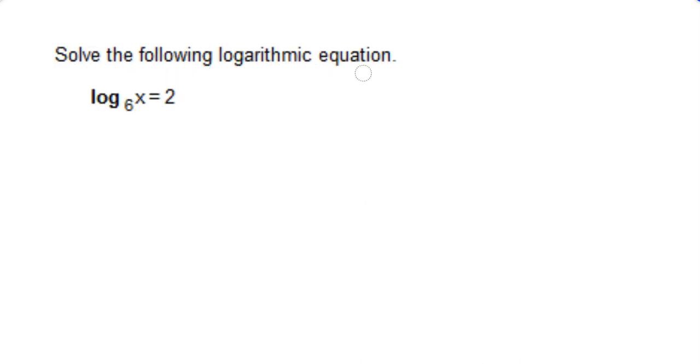Solve the following logarithmic equation. Log base 6 of x equals 2. For this particular logarithmic equation, I'm going to solve it by converting it to an exponential. When you have a logarithmic equation like y equals log base b of x, you can write the equivalent exponential equation by writing b to the y equals x.